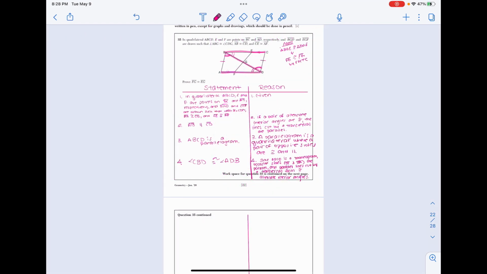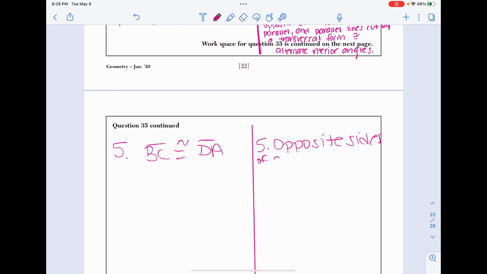Okay, for line 5, let's think about what else we know about a parallelogram. We know that opposite sides are congruent. So we've already said that AB and CD are congruent, but we've never actually stated that BC is going to be congruent to DA, and that's because opposite sides of a parallelogram are congruent. And I'll go back to the picture and explain that as well. But that would be what I'm going to include in line 5.